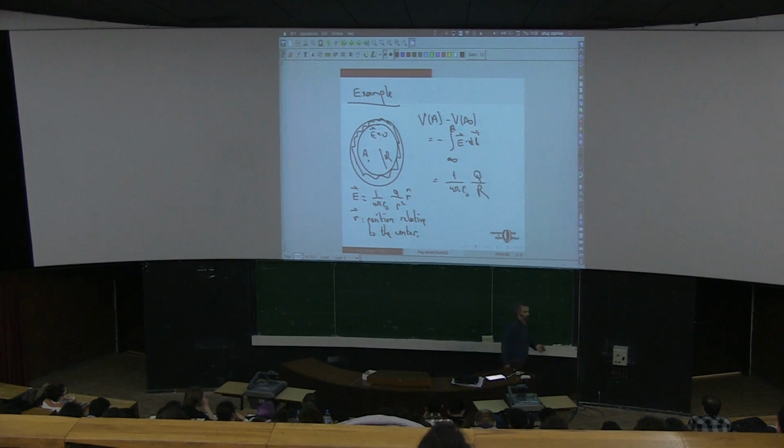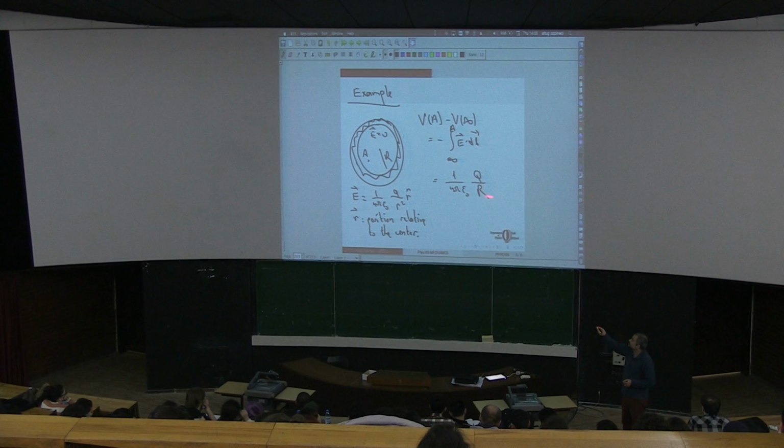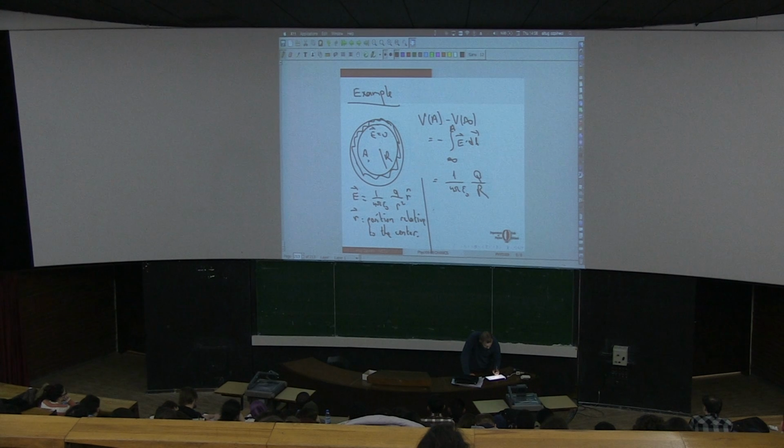Now, why? Well, outside the shell, it just acts like a point source. So you can just evaluate this integral up to the outer shell, just repeating the treatment we did for a point charge. And it will give you exactly this result. And once you reach the surface of the shell, inside the electric field is 0, so there's no contribution. So this difference is equal to this one. Or you can also say that V of A is equal to the potential at infinity plus 1 over 4 pi epsilon 0 q over r.